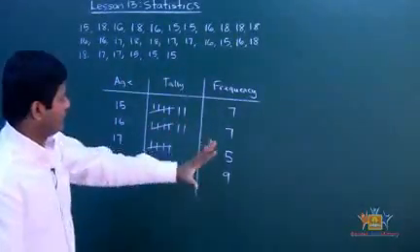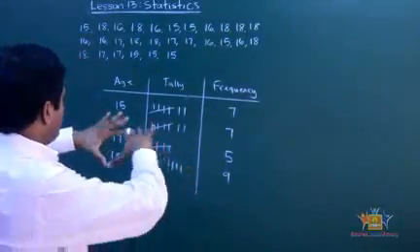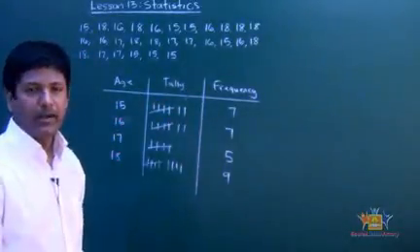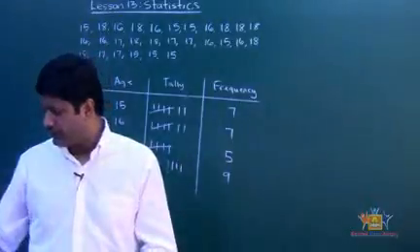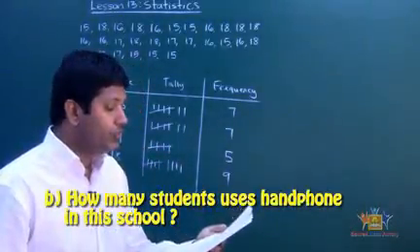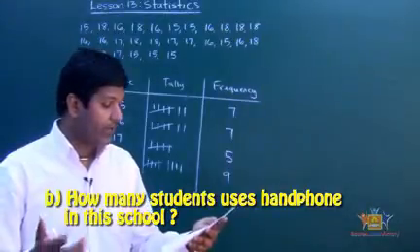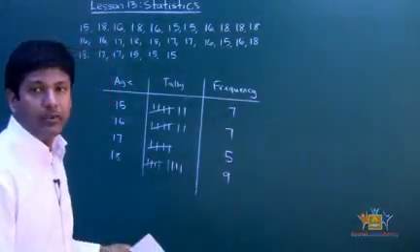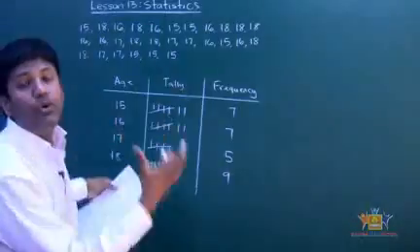All right, so there it is, right there. We constructed a frequency table right there. Okay, let's go to the second question. The second question says, how many students use handphones in this school? So what they're asking for is the total number of students.